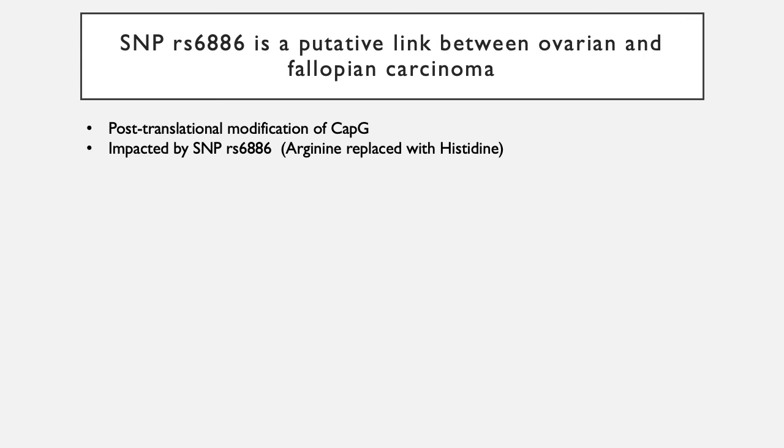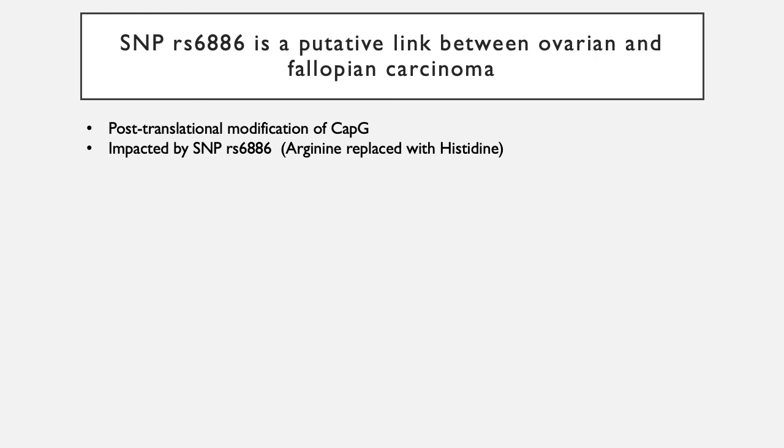Additionally, the authors wanted to analyze post-translational modifications of the CapG protein, such as phosphorylation. One such phosphorylation site was identified to be a serine at position 337. It was determined that this phosphorylation is affected by SNP RS6886. This single nucleotide difference ultimately resulted in an arginine being exchanged for histidine in the CapG protein, which prevented its phosphorylation.